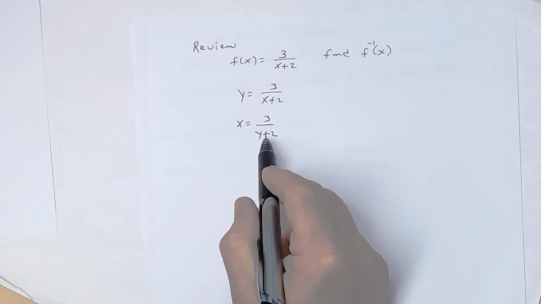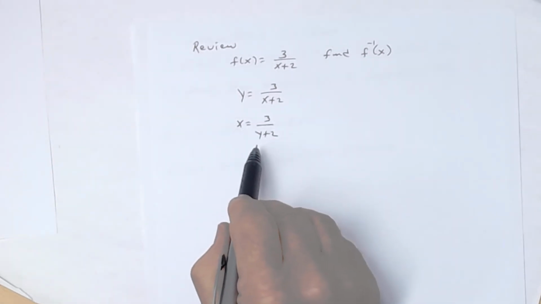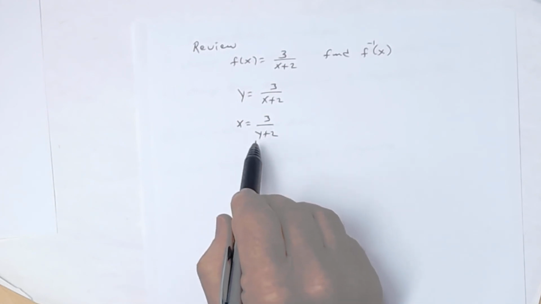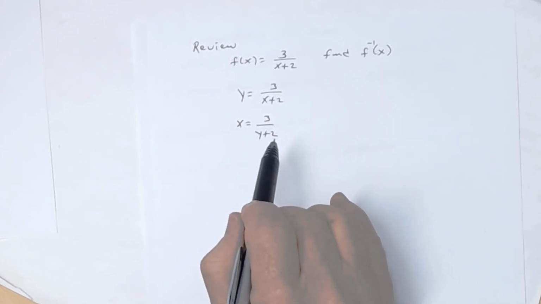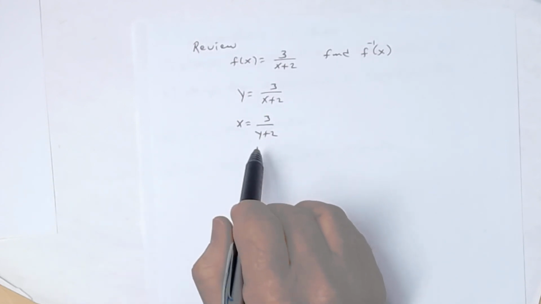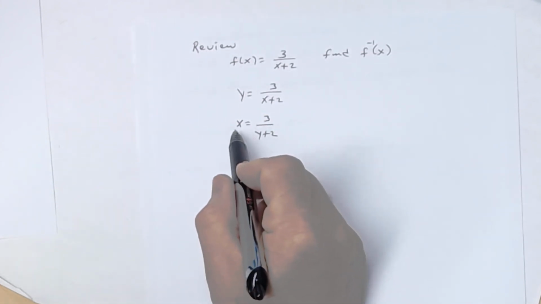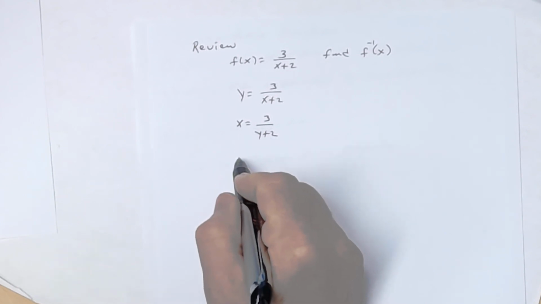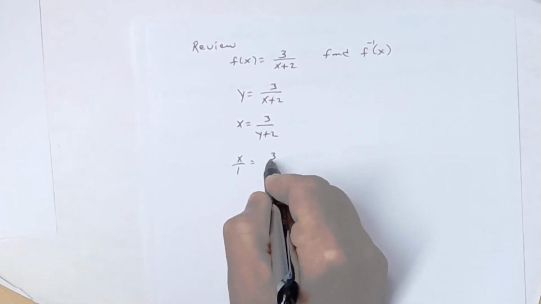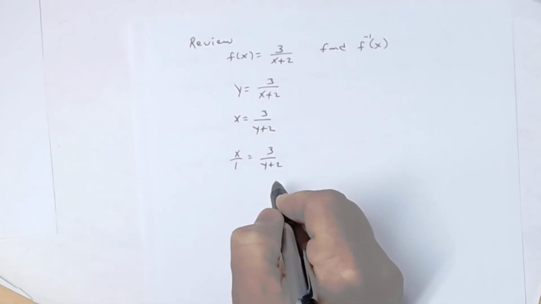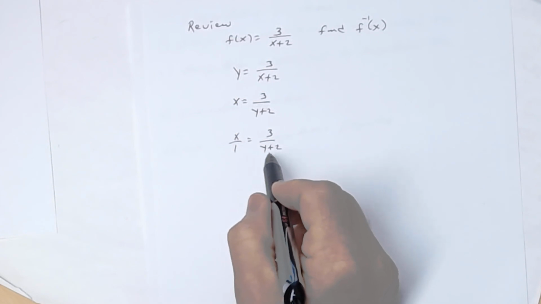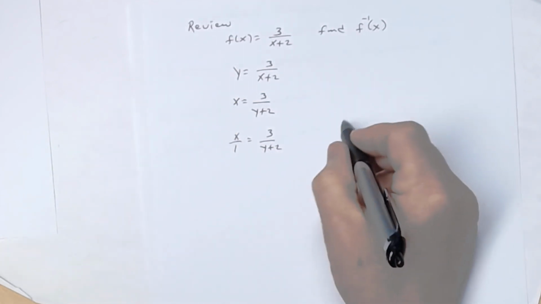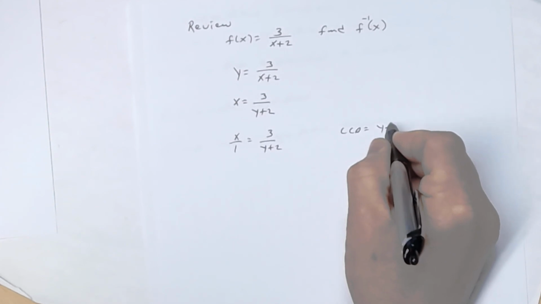Now remember that once you interchange the variables, the next thing to do is solve for y. You've got to get y by itself, and once you get y by itself, that is your inverse. Now we know of a way to get y by itself. I'm going to rewrite x as x divided by 1 equals 3 divided by y plus 2. To solve for y, we're going to multiply both sides by the least common denominator, which is y plus 2.